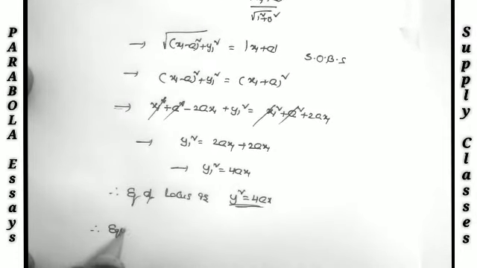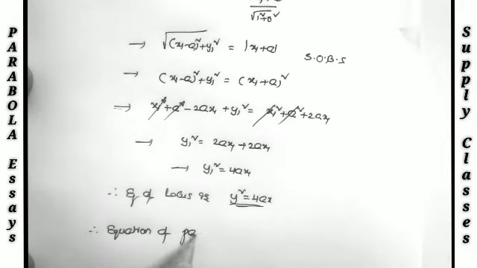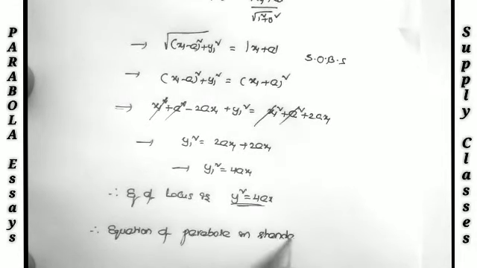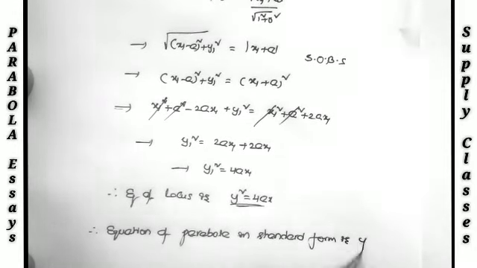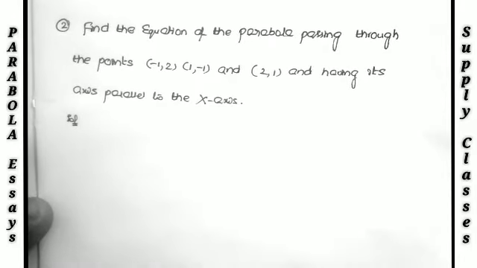Therefore the equation of the parabola in the standard form, this is the most important essay question, in standard form is y square is equal to 4ax. That's all. This is the answer. Okay, do all of you understand? Okay, see the next problem.